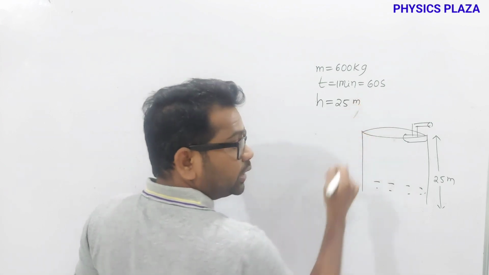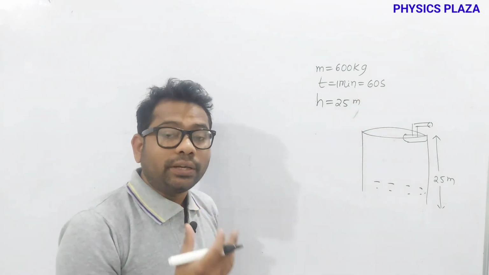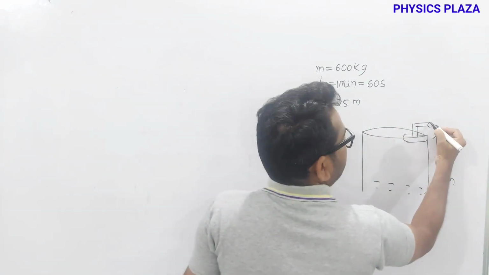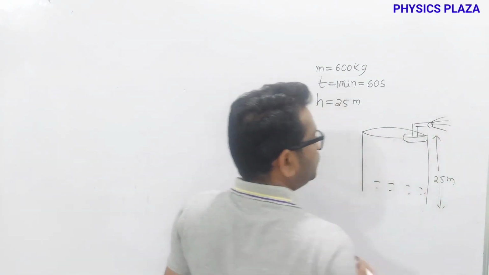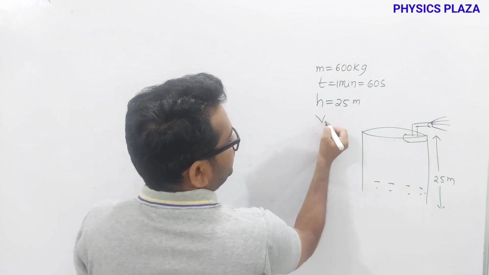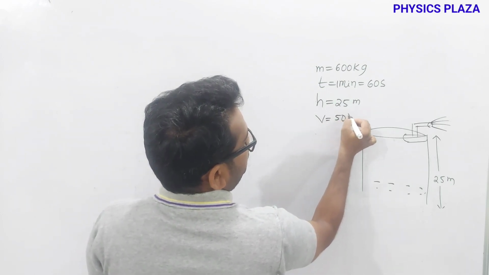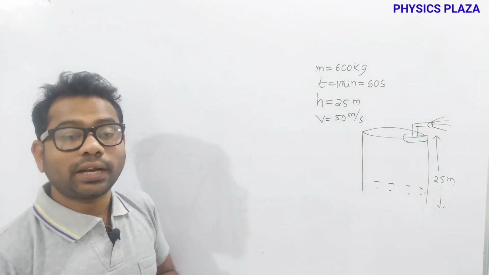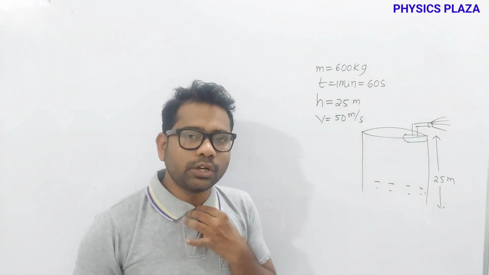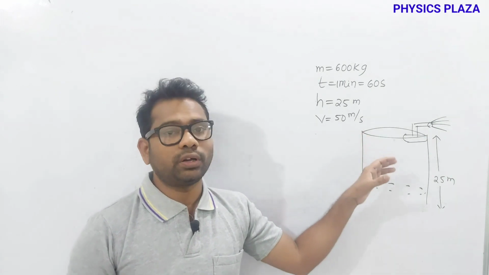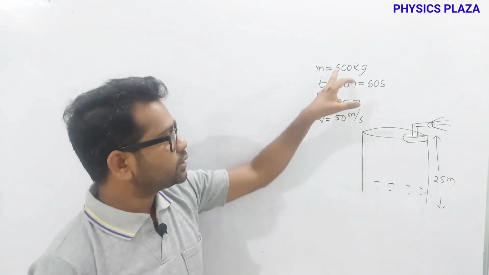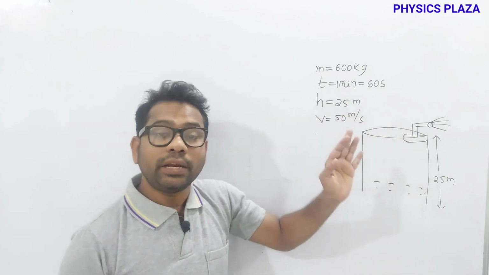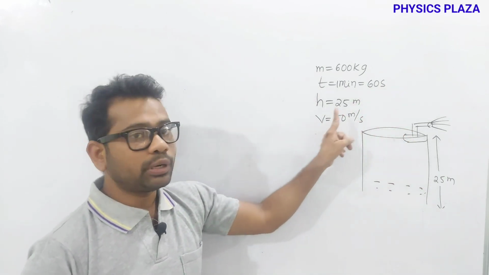Not only that, it has to send the water out with a certain velocity. That is, the water should come out with what velocity? They are saying it is 50 meter per second. So we have to calculate the power of the electric motor, if it can lift the 600 kg of water per minute from a depth of 25 meters and eject the water with 50 meter per second.